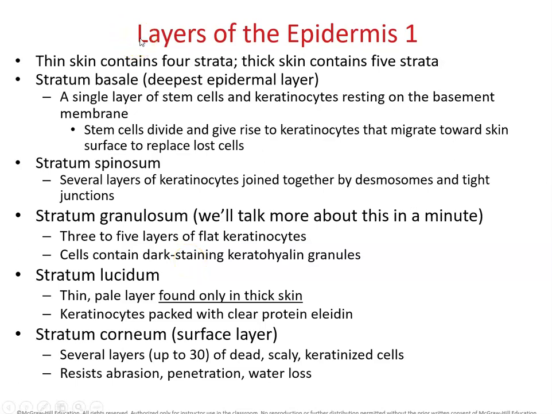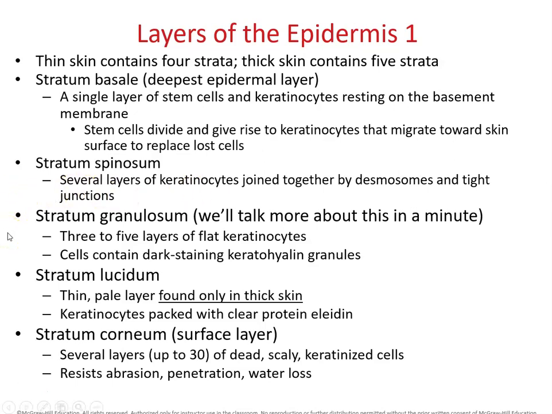Okay, so starting from the deepest, we have the stratum basale. It's got base in the name, so that might help you remember that. This is the stem cell layer, and it also has the keratinocytes, and it's attached and resting on the basement membrane. The stratum spinosum, okay, this gets its name because they're kind of spiky shaped, spiny shaped. Okay, this is several layers thick of keratinocytes that are held together by desmosomes and tight junctions. We talked about those in Chapter 5. Review those if you don't remember what they mean.